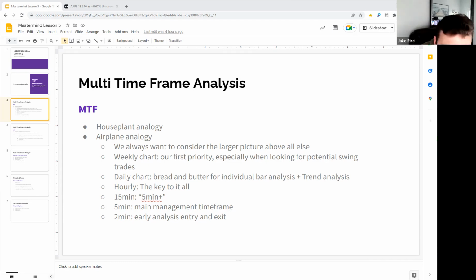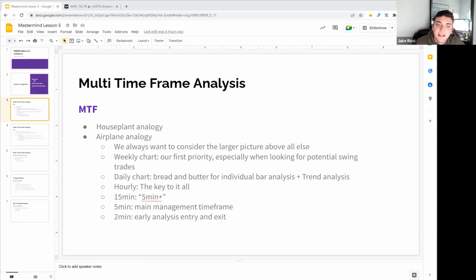Then we'll go to the hourly chart. That's just sort of, again, drilling down on these flights, on these trends. The hourly is our key to it all. The hourly for me is where we're always watching it. If you ask for an opinion of a stock, or you give your opinion of a stock without having checked how the hourly looks, I have an issue with that, right?